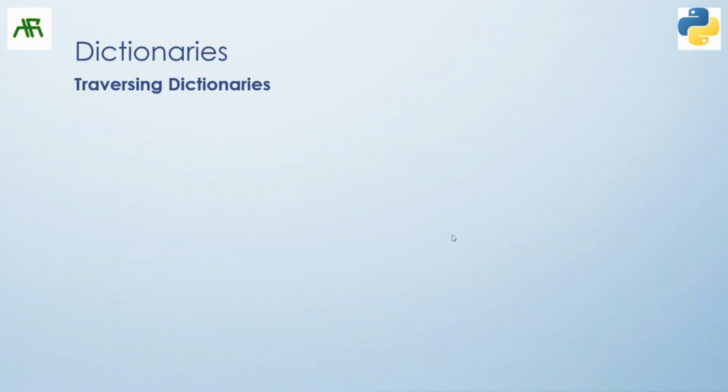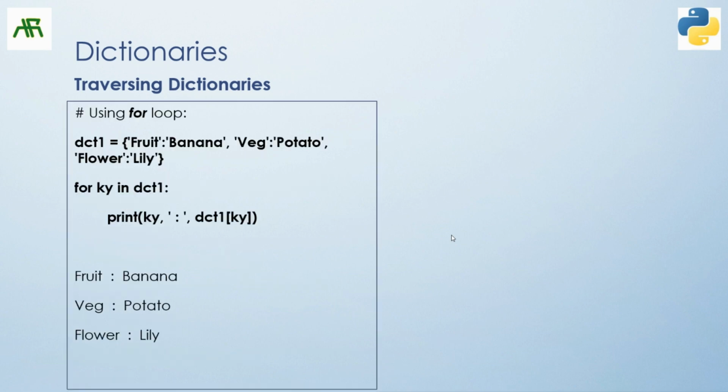How do we traverse through a dictionary? There is another difference as compared to a tuple or list with respect to a dictionary, because the for loop is the only utility available to traverse through a dictionary. Here is an example. We have a dictionary, the same dictionary that we used earlier. Here I'm looping through the keys. For each key in the dictionary, print the key and its value. So we get the key value pairs of each of the items in the dictionary: fruit to banana, vegetable to potato, and flower to lily.